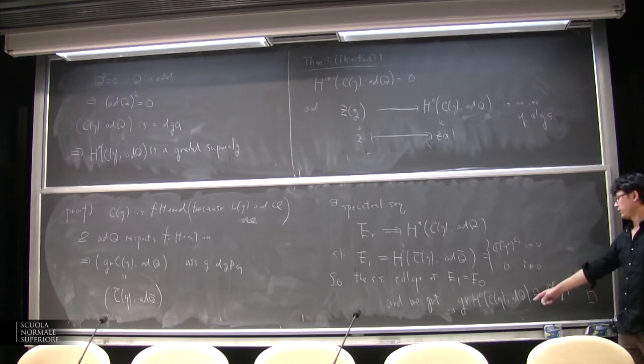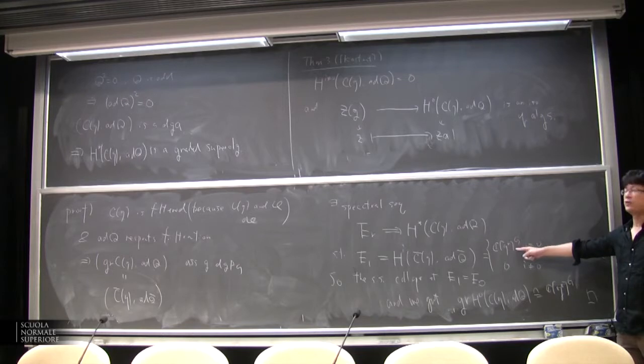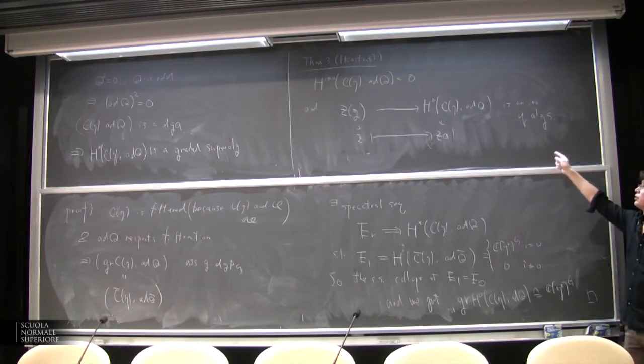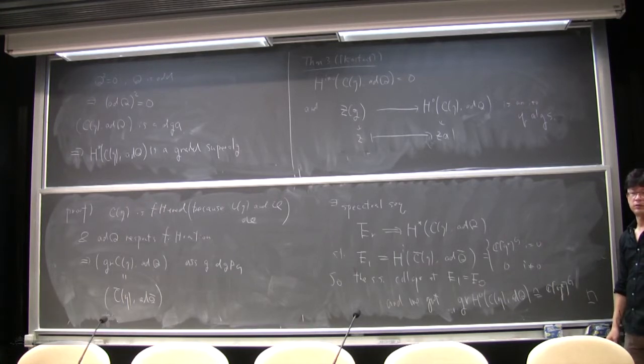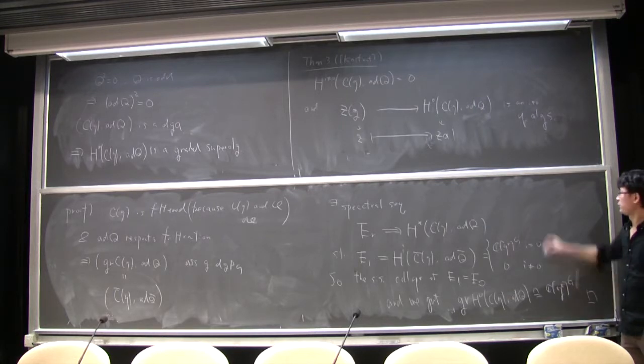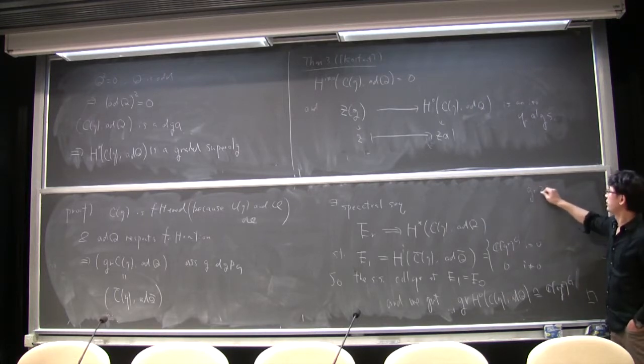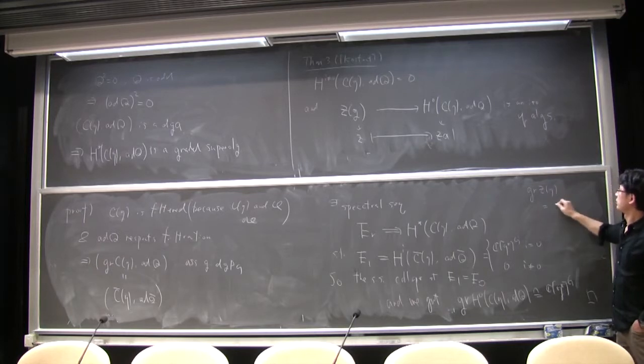So the filtered associated graded of this is isomorphic to this. This means this map induces an isomorphism between associated graded spaces, so it has to be an isomorphism. So I'm using the fact that the center is a quantization of the invariants.